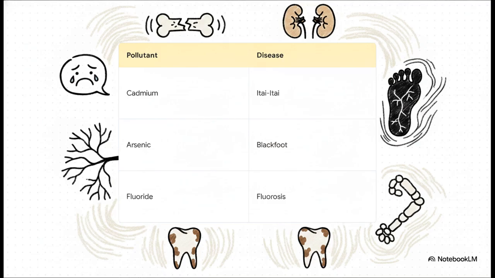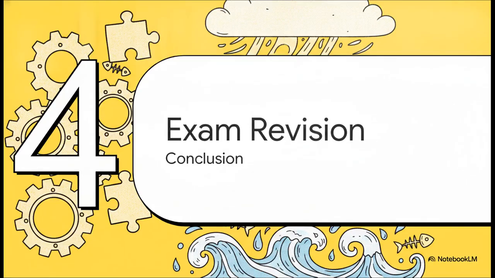Second, arsenic exposure is the direct culprit behind Blackfoot disease, which is a really severe disease of the blood vessels. And finally, excess fluoride in drinking water leads to fluorosis. This causes the mottling of teeth and, in really severe cases, crippling skeletal deformities. So again, cadmium to itai-itai, arsenic to Blackfoot, fluoride to fluorosis. Got it? Excellent. All right, final stretch, everyone.